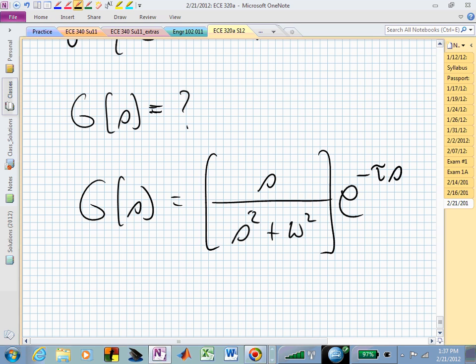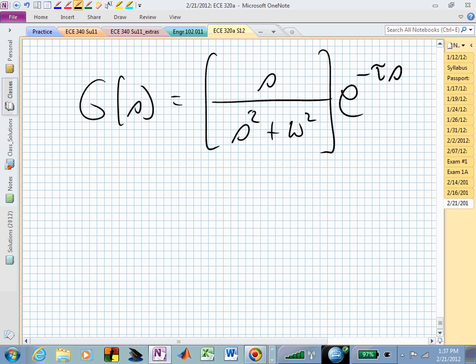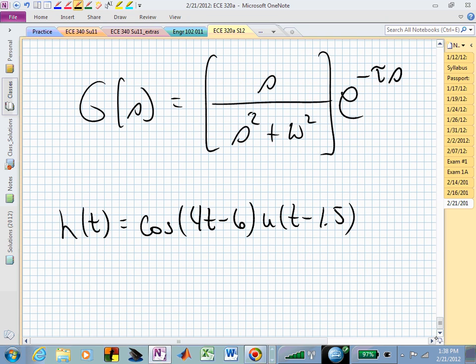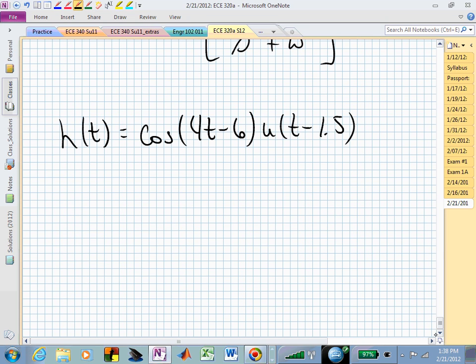Questions on that? What if I said, give me the Laplace transform, let's say h of t is now cosine of 4t minus 6 u of t minus 1.5. What's h of s? Again, in class participation.